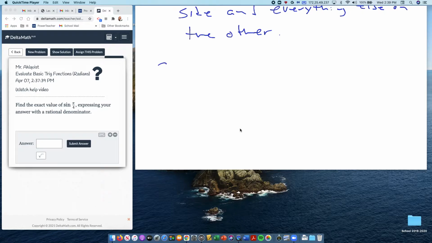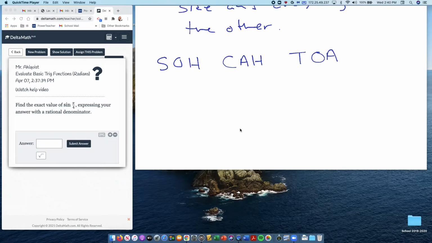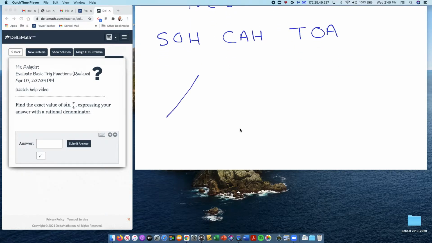First thing is know that the sine is the opposite over the hypotenuse. The cosine is the adjacent over the hypotenuse. And the tangent is the opposite over the adjacent. If you didn't do the previous work, this work is going to be super hard for you. Know that if we have a 45, 45, 90 triangle, this is the square root of 2 divided by 2. This is the reference angle. This is the square root of 2 divided by 2.